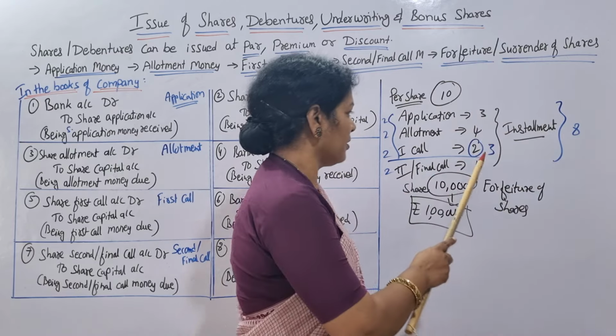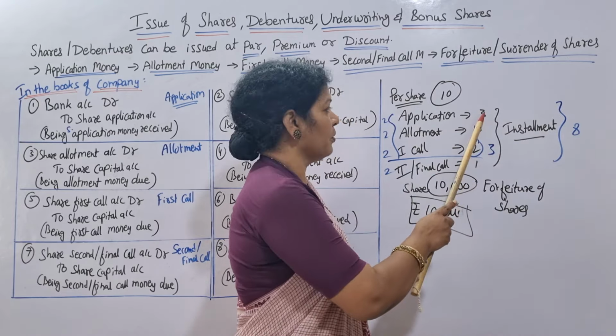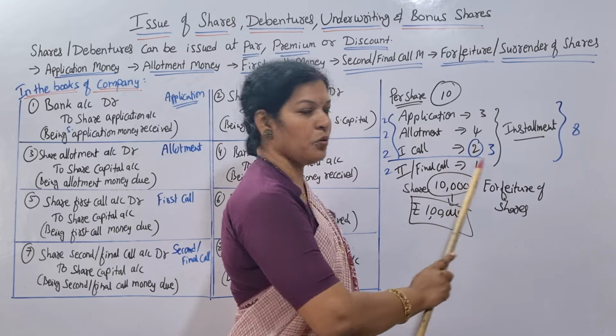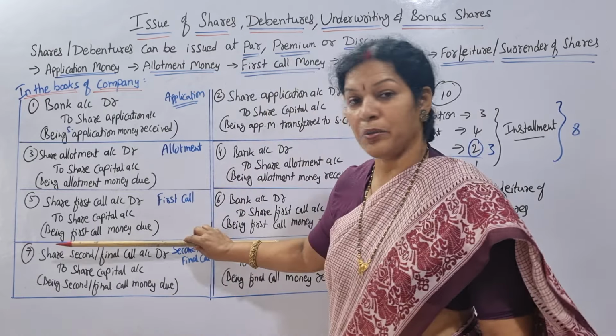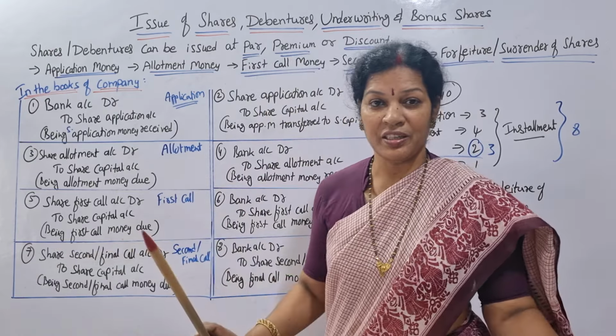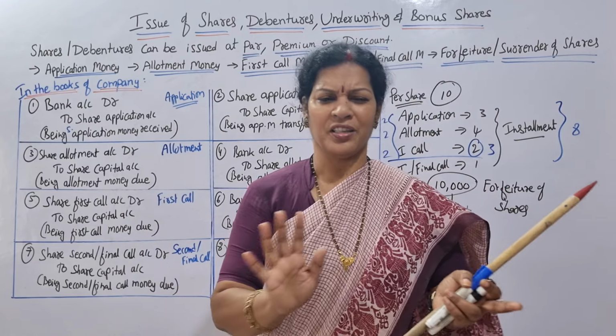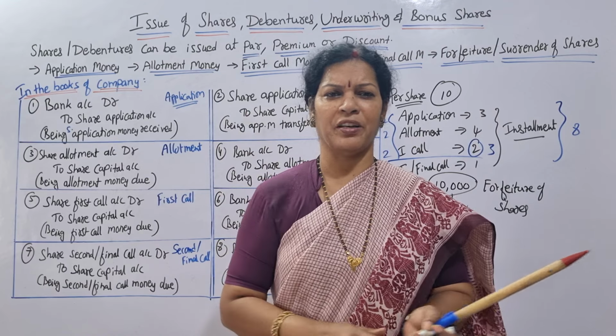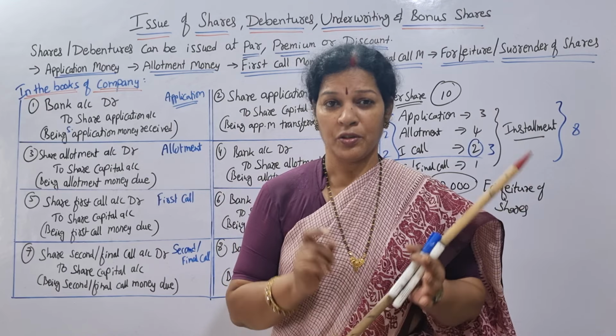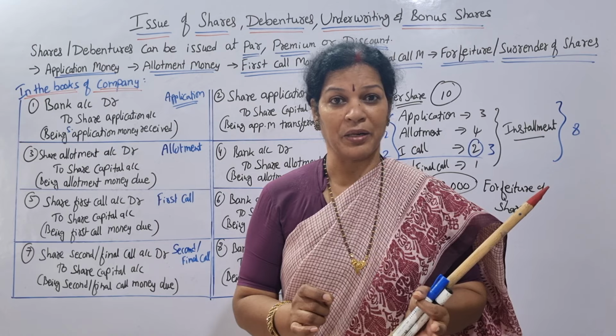As I said, 3, 3, 4, 3. If there is no final call, then in such a case you'll find only 6 entries. Am I clear? In the next class we will work out a few problems. Only simple ones. General entries we have to pass, at the most a balance sheet we have to prepare. So prepare well and get back to me.